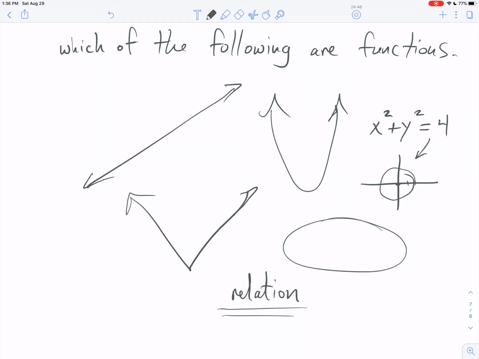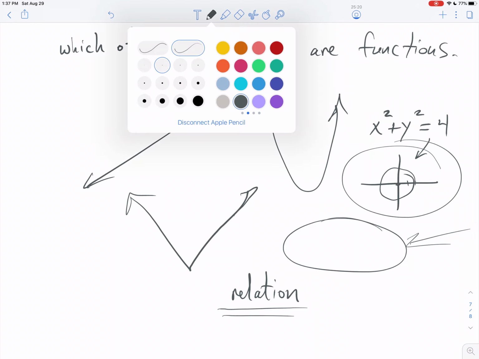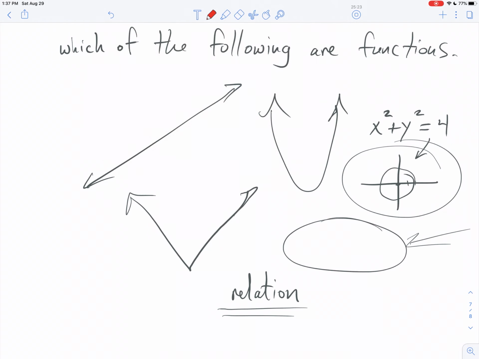When two variables are related to each other, you can draw a graph. You can plug in numbers. You can get numbers out. But any graph that you draw that fails the vertical line test is not a function. If you draw a graph like this, or like this oval right here, these fail the vertical line test. What does that mean? Let me get a different color. I'm going to get red.